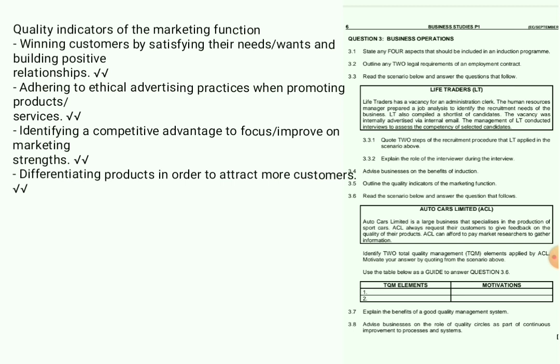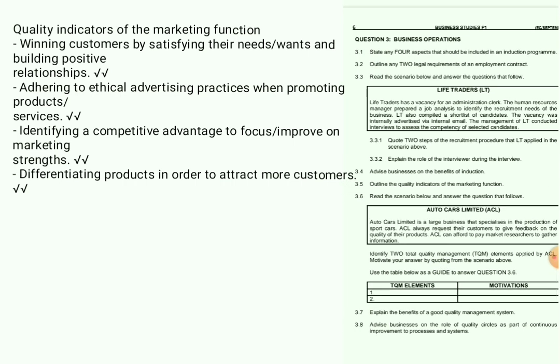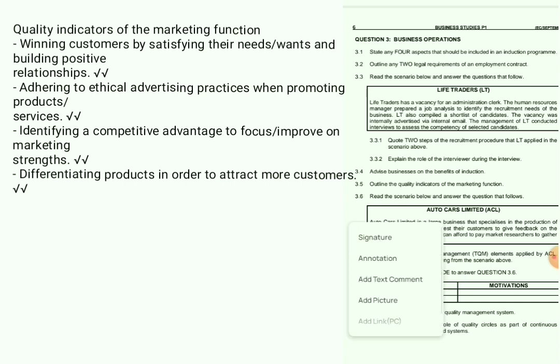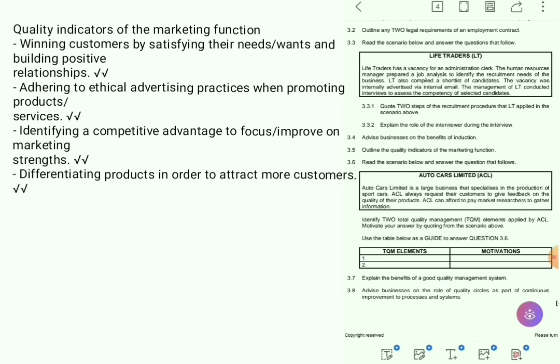3.5 Outline the quality indicators of the marketing function. Winning customers by satisfying their needs, wants, and building positive relationships. Adhering to ethical advertising practices when promoting products and services. So yeah, I've given you 2. When they say 4 marks, you give 2, in case you didn't know. Read the scenario below and answer the questions that follow.